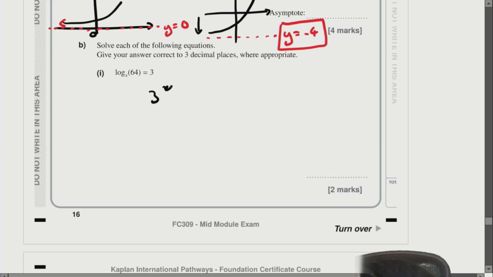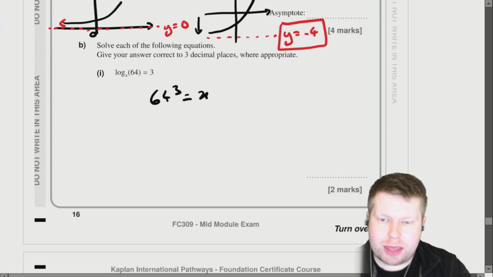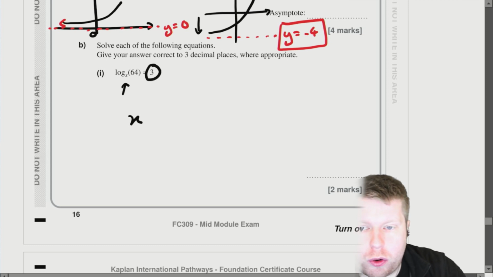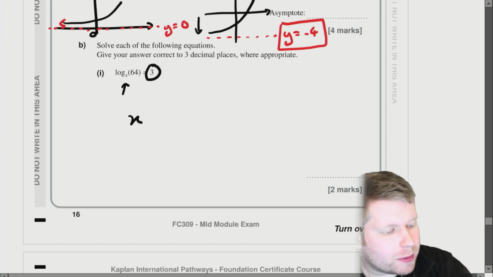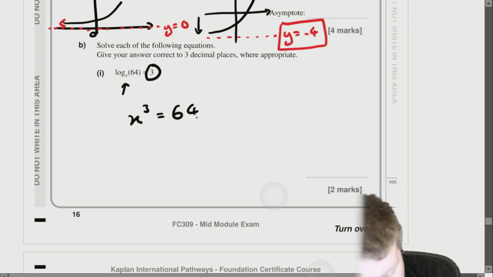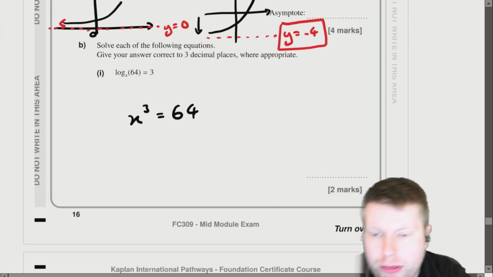So they wrote something like 3 to the x is equal to 64, or 64 to the power of 3 is equal to x. They're just not writing things in the right form. In this case, the base, the number down here, is the x. The power is always what the logarithm is equal to. So whatever the logarithm is equal to is always the power. So you get x cubed, and this is equal to the number inside the logarithm, so 64. That's the correct thing that you should have written down.